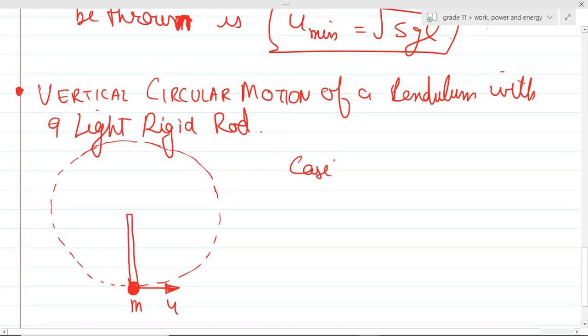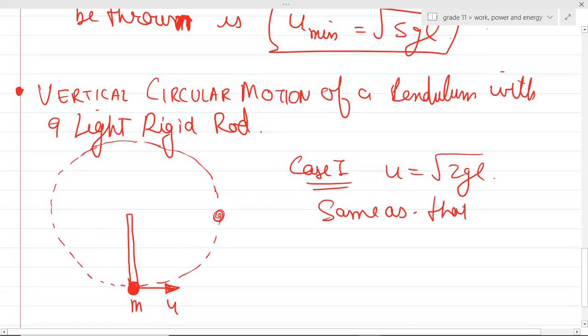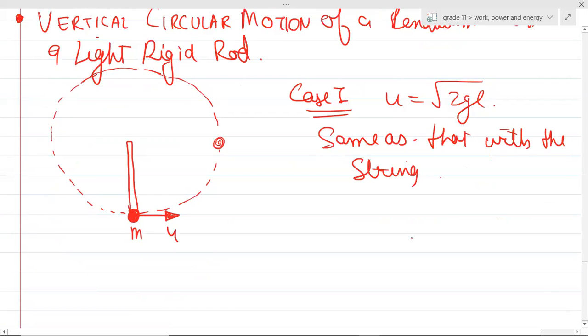So the case one, do you remember case one? When the velocity is under root of 2gl, what will happen? This rod will exactly go to 90 degrees and then it will come back, right? So it is the same as that with the string. Case 1 is same as that of the string.